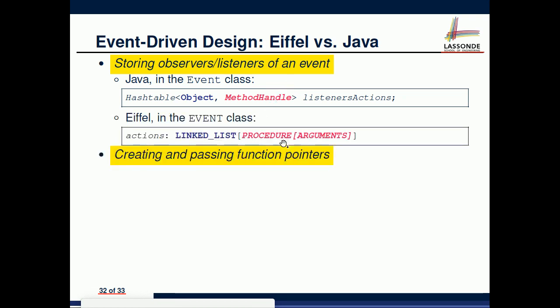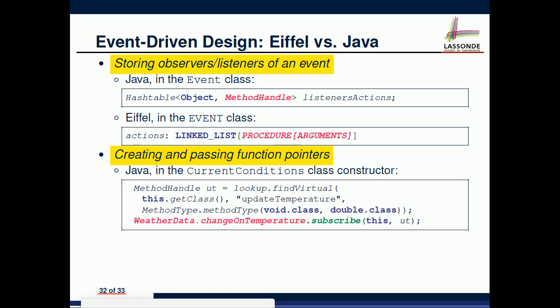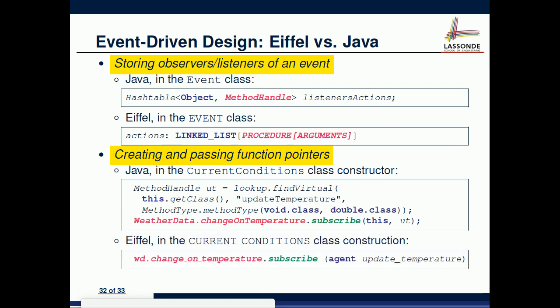And now, how do you create and pass function pointers? In the case of Java, that's what you have to do, right? If you remind yourself of what you saw last Friday, you have to call lookup, find virtual, and then give the context class, method name, and also return type, etc., and then put it into the hash table, okay? How would you do that in Eiffel? Well, a single line, okay? Again, both are equivalent conceptually. However, it's really about when you implement it, one will be easier than the other. That's the difference, okay?